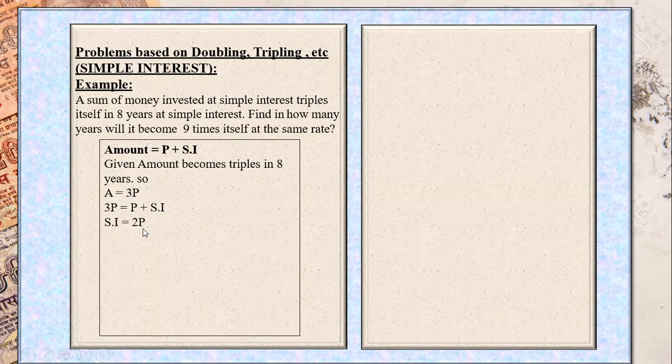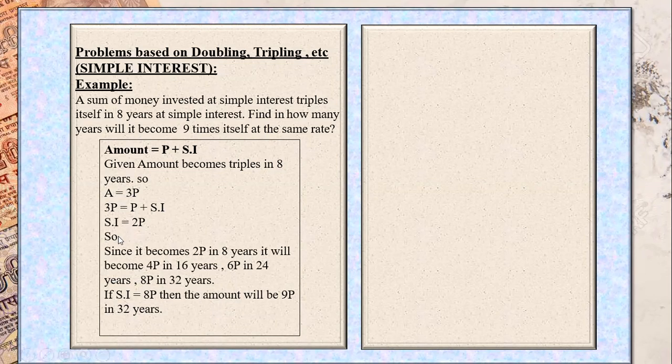We know under simple interest, your principal will not change. Only the interest will change. So we are getting interest twice the principal in 8 years, which means we'll get 4 times the principal in 16 years, 6 times the principal in 24 years, and 8 times the principal in 32 years. So if simple interest is 8P in 32 years, then the total amount will be 9P in 32 years, since amount is equal to principal plus simple interest.